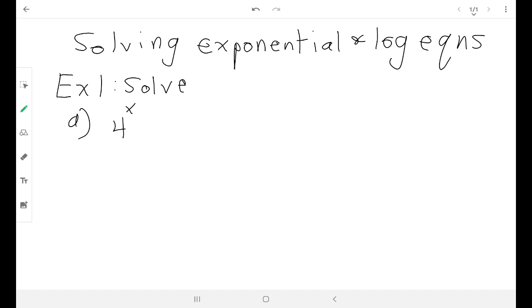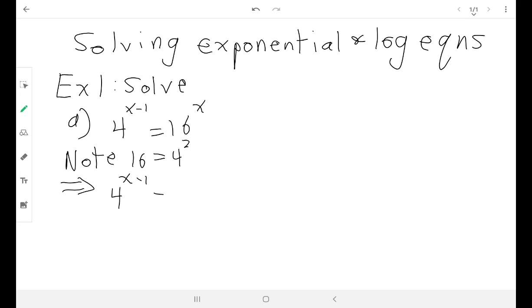If I have 4 to the x minus 1 equals 16 to the x, if I note that 16 equals 4 to the second, then I can write this as 4 to the x minus 1 equals 4 to the second to the x, which then allows me to write this as 4 to the x minus 1 equals 4 to the 2x, because when you raise powers to powers, you multiply the exponents.